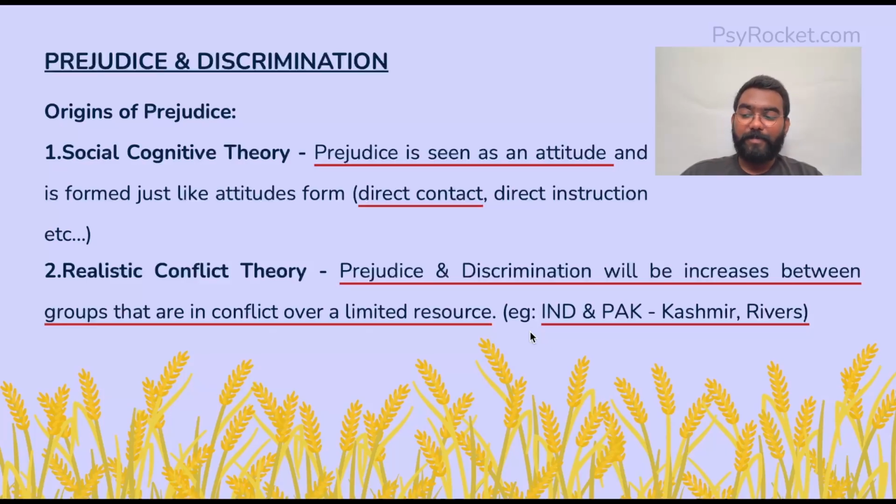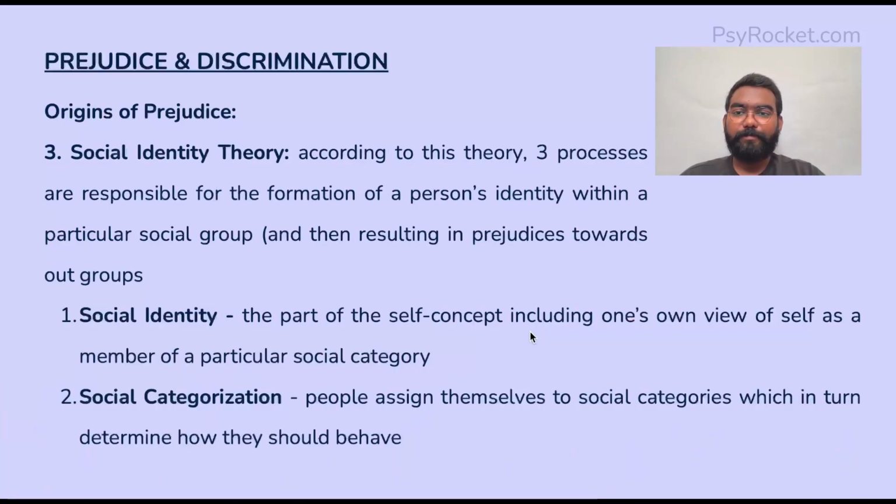But whenever that crop is limited, there is a tendency for different groups to form prejudices or stereotypes towards different groups. The poor might think the middle class and rich are cruel for not giving them some crop to eat, like in such ways. Okay, then there is social identity theory.